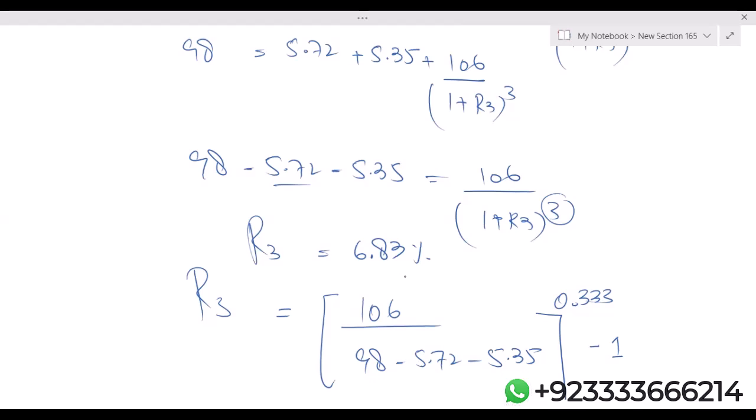Is this clear to everyone? You have to use the calculator. Without a calculator, you cannot get it.